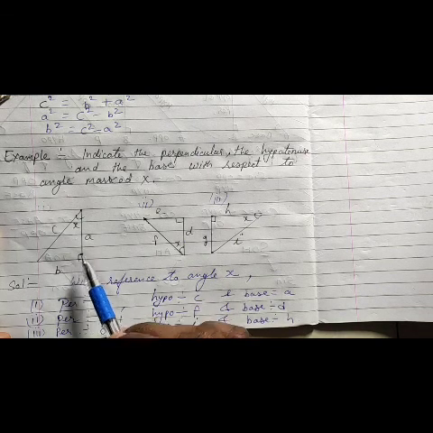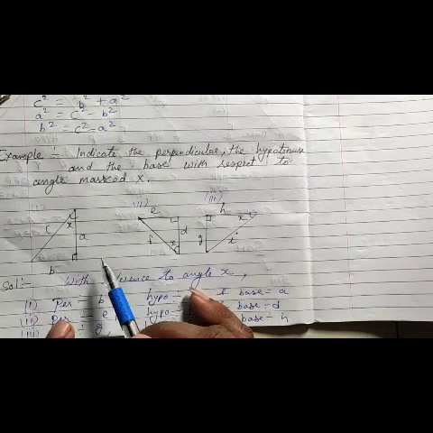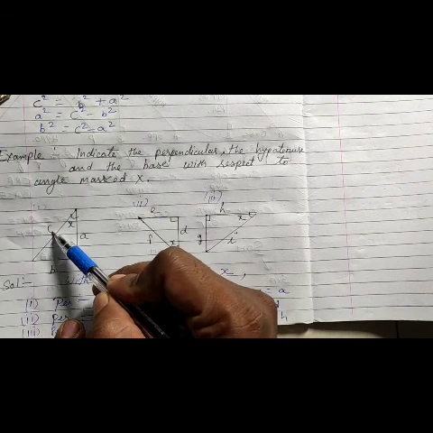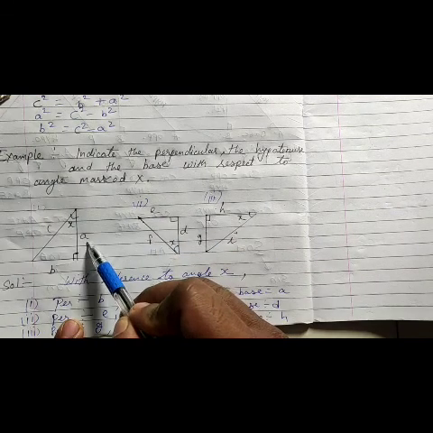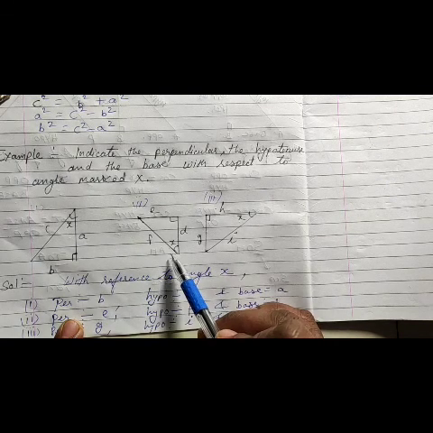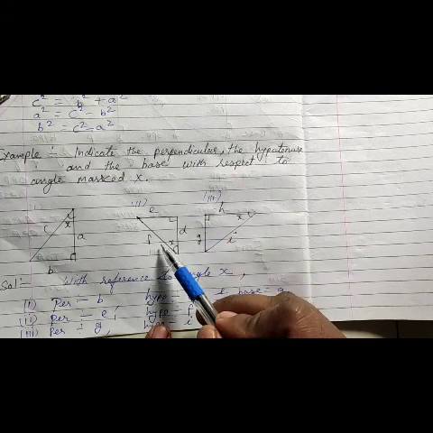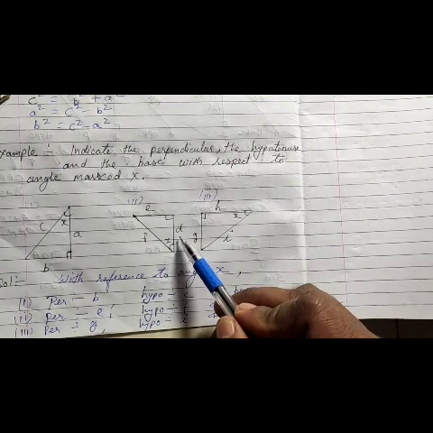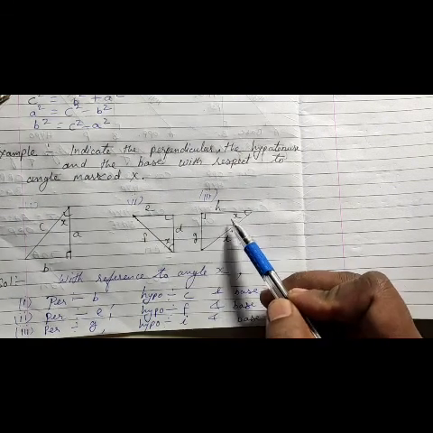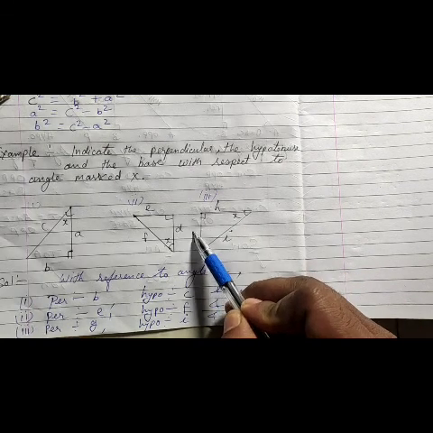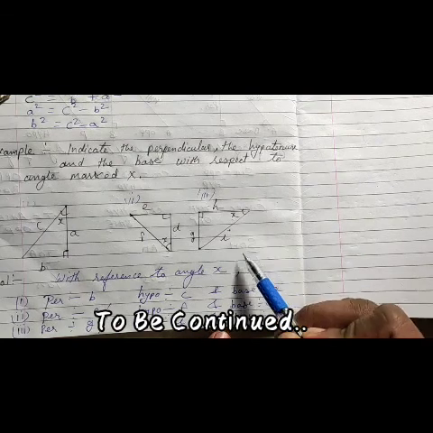So for this figure, first the perpendicular is B, the hypotenuse is C and the base is A. Now for this second figure, the perpendicular is E, the hypotenuse is F, and the base is D. Now for this third figure, the perpendicular is G, the base is H, and the hypotenuse is I.